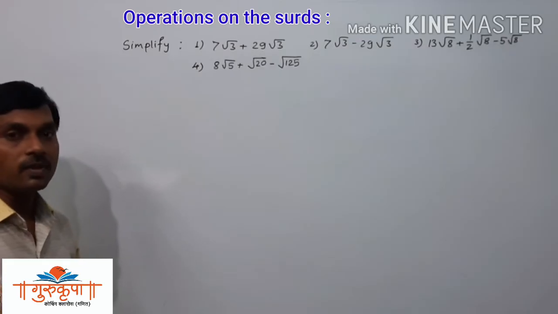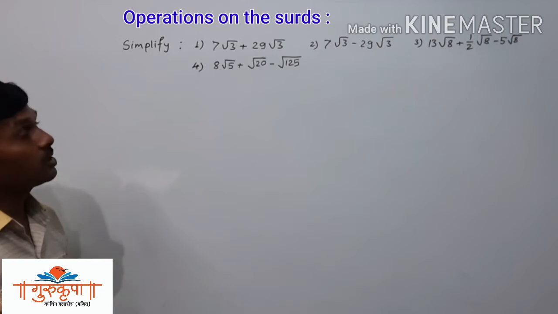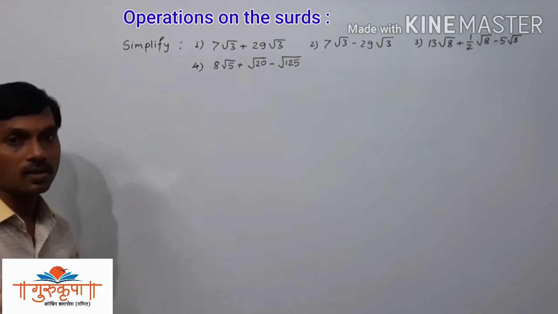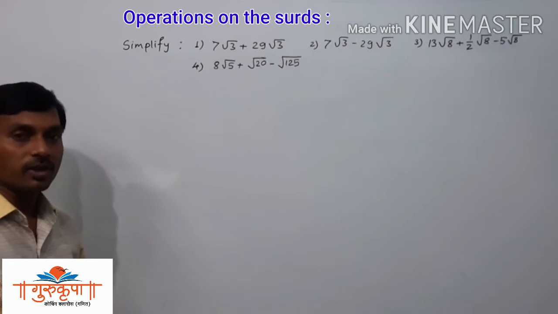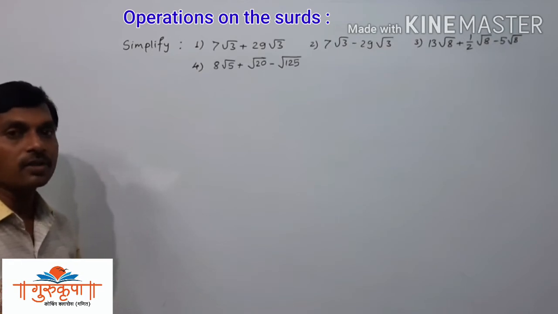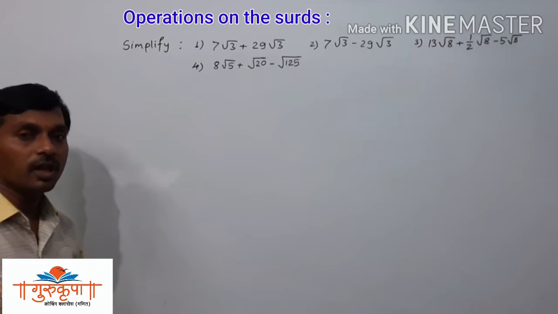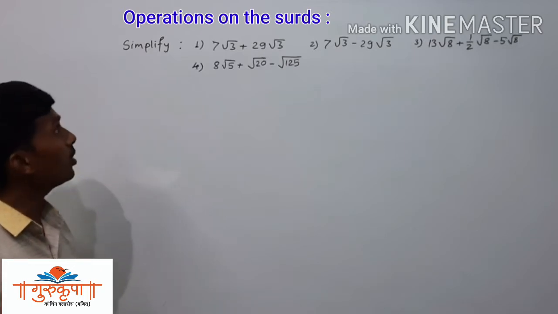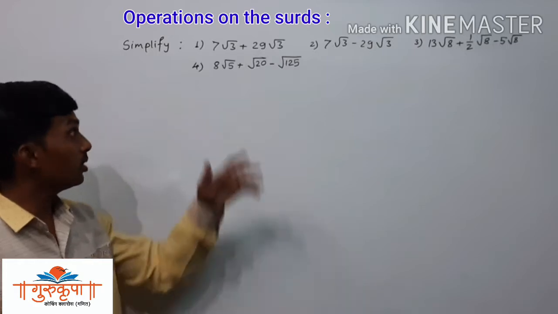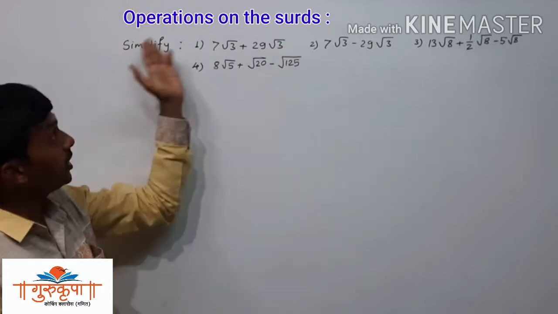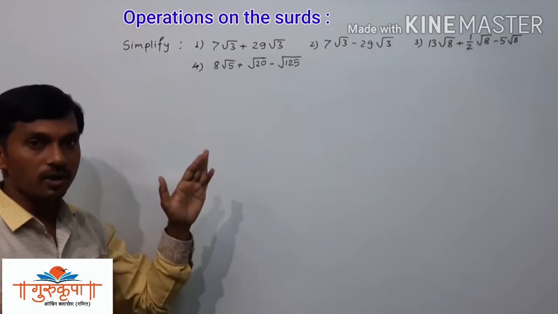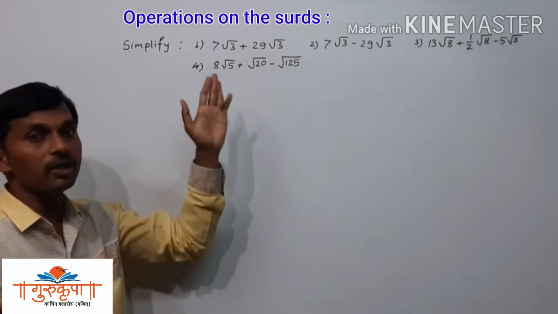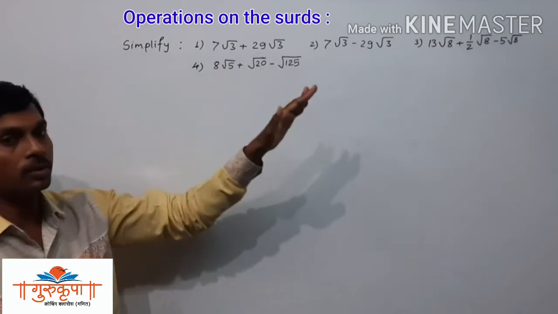The next concept is operations on the surds. In mathematics we have four operations in all, that is addition, subtraction, multiplication and division, and these operations can be done on the surds also. Take these operations like addition, subtraction, multiplication and division on the surds also.